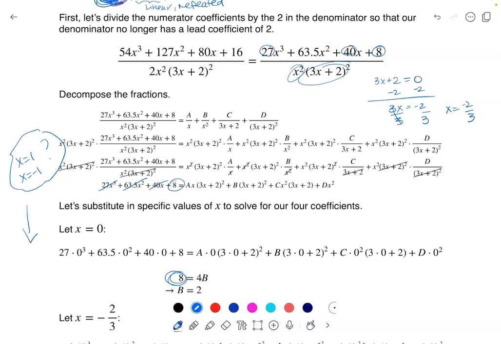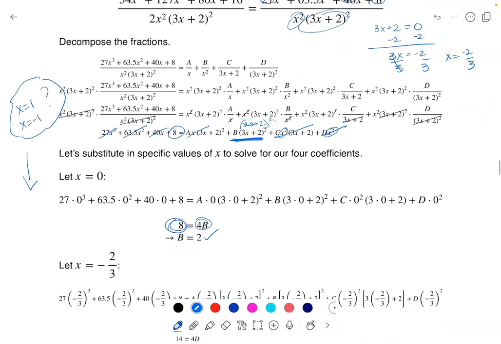And if x is 0, that factor is going to go to 0, right? B times 3x plus 2 is not going to 0 out, but x squared will 0 out, and again, x squared will 0 out. And if x is 3, this is going to be 3 times 0 plus 2 squared. 3 times 0 is 0, 2 squared is 4, so this is ultimately going to be 4b. And when I divide both sides by 4, I'm going to get b equaling 2. So at some point, I'm going to put a 2 over there, okay?